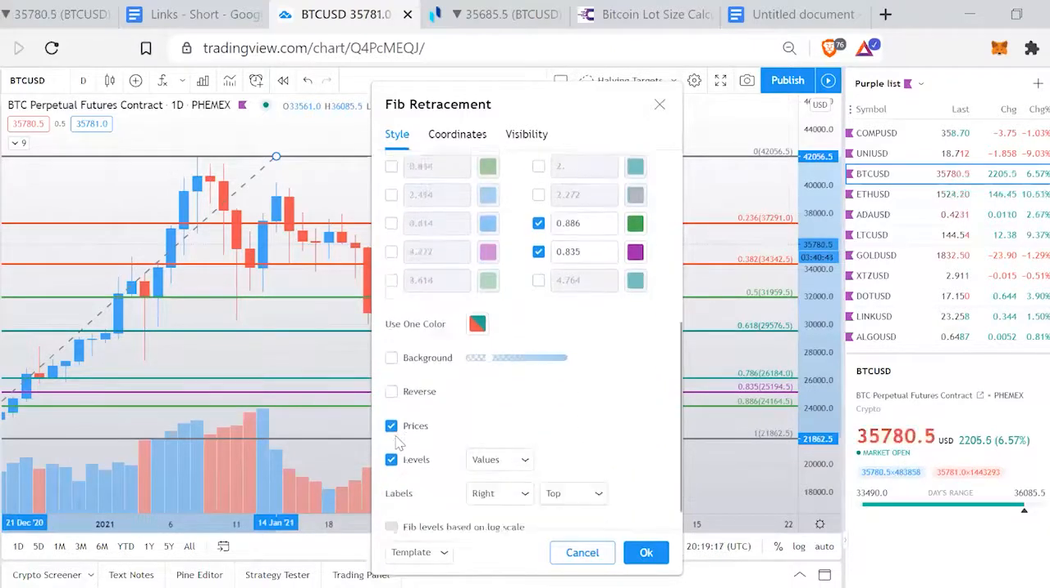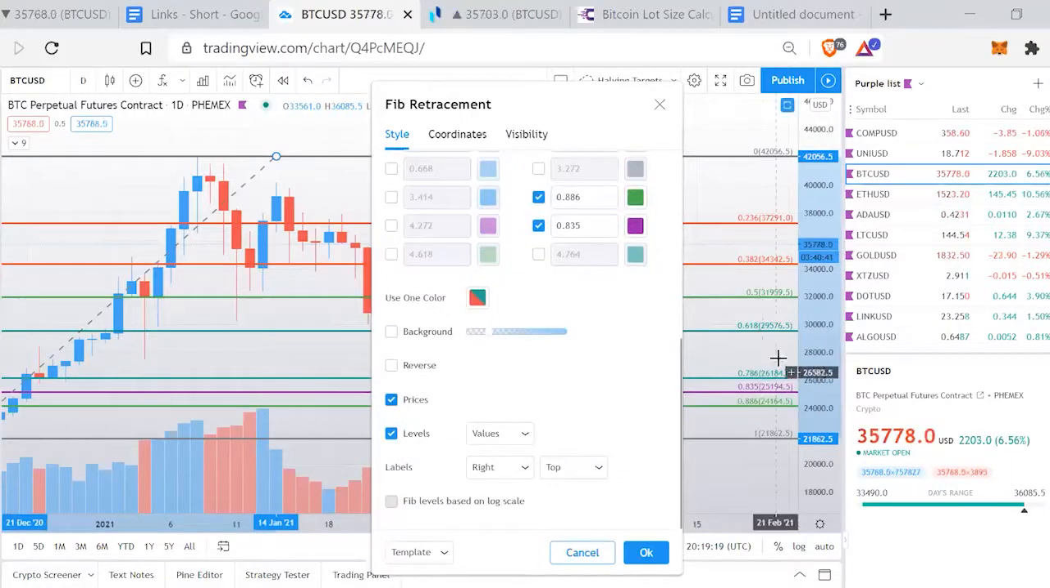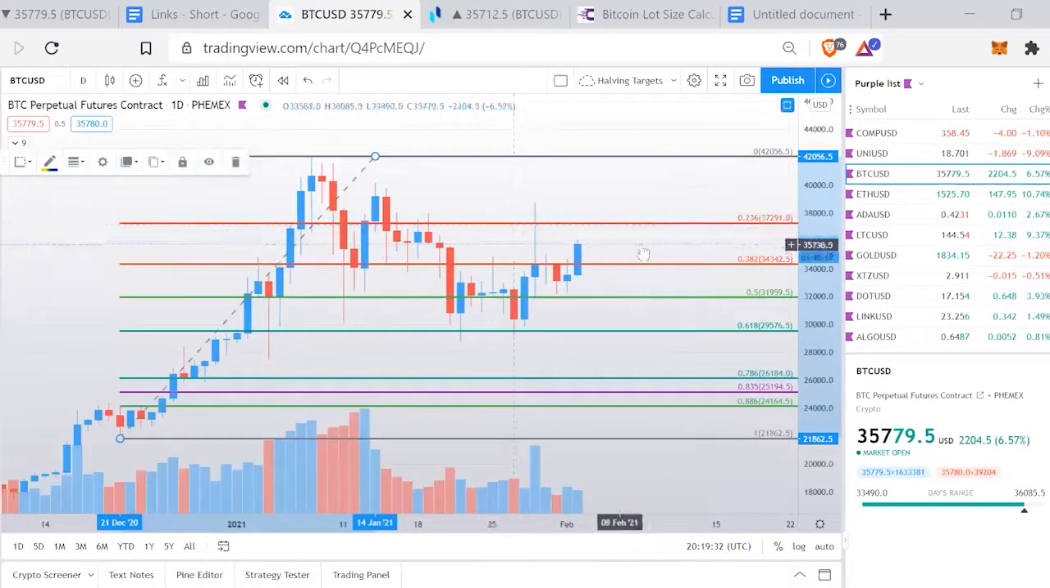Then I'll remove the background. I like to add the prices so that it shows the price at the end of the Fibonacci level as well, and then have the level set in value. I move the labels to the right and to the top of the lines. That just makes it clear for me so I can easily read the data, read the chart, and start planning my move. So that's just the bare bones basics of how to get set up with TradingView and the charts.